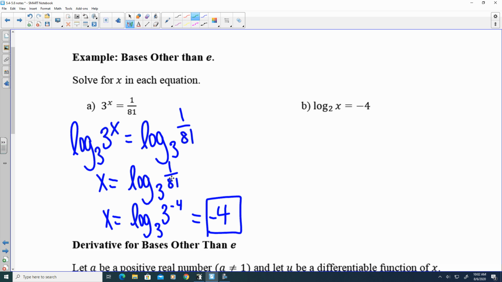Okay, letter B, to undo a log, we need to exponentiate with that same base. X is 2 to the negative 4th, which is 1/16.